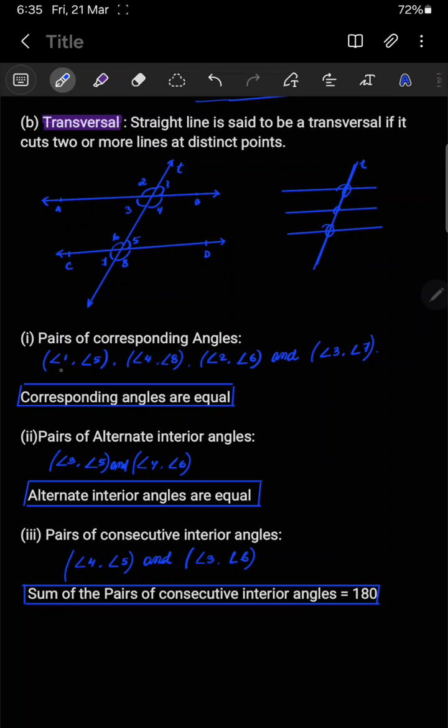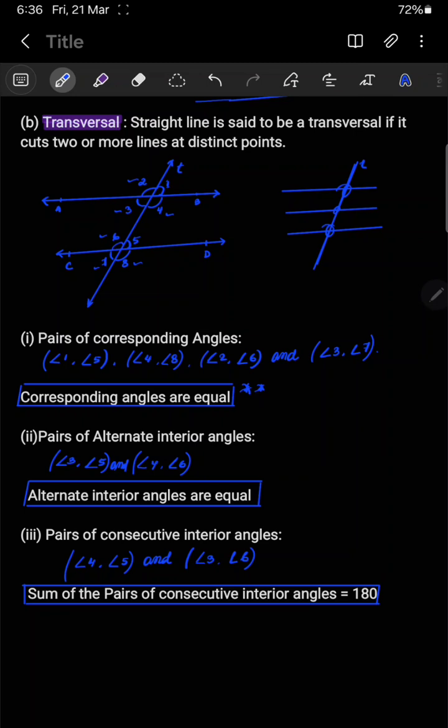It means angle 1 and angle 5 are corresponding angles. I have written here that angle 1 and angle 5 are corresponding angles. Similarly, angle 4 and angle 8 are corresponding angles. Then angle 2 and angle 6 are corresponding angles. And lastly, angle 3 and angle 7 are also corresponding angles. Now, the important point you have to remember is that corresponding angles are equal. It means if your angle 1 is, suppose, 75 degrees, then your angle 5 is also 75 degrees.